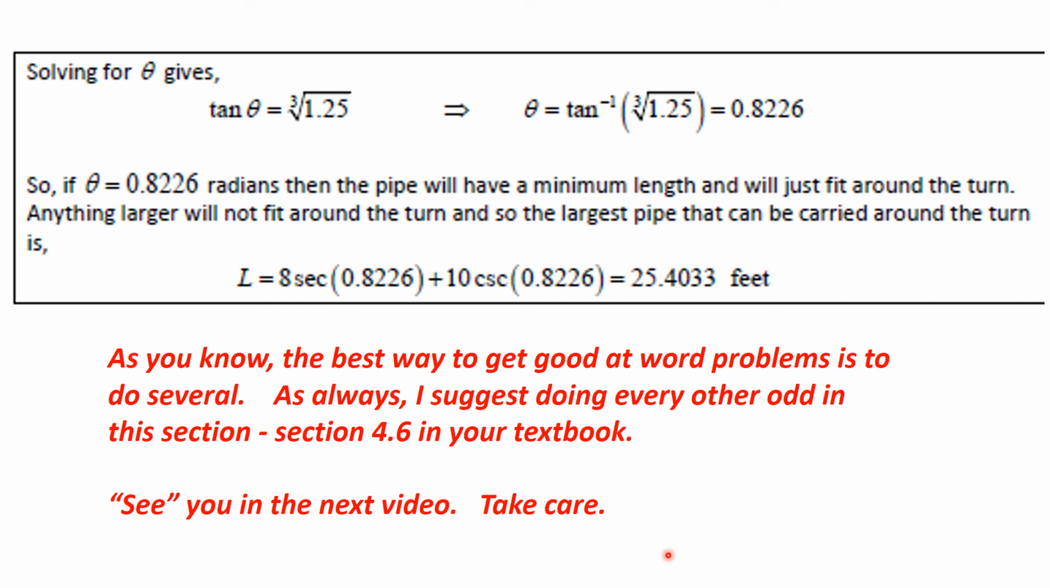Okay, so if we use that value in radians, then we have a minimum length, and it will just fit around the turn. Anything larger will not fit, so the largest pipe that can be carried around the turn is, substituting those values in, L equals 25.4033 feet. And again, we did engineering approximations there.